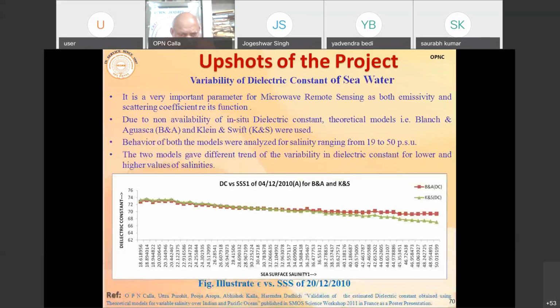And this was the parametric constant versus salinity that was plotted using these two models. Because of this difference we find here, they are not matching, they are matching only up to this particular value. That side also they are not matching, as I showed earlier.